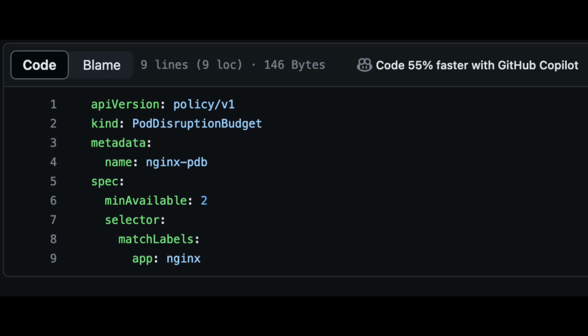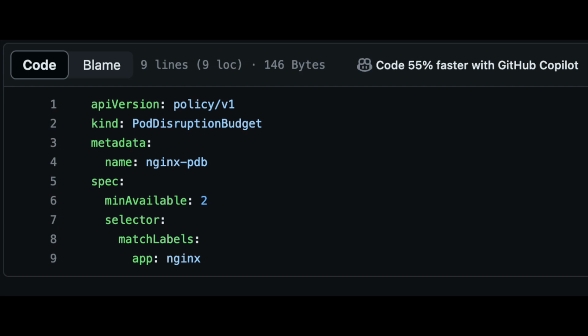So with the PDB in place, Kubernetes will consider the constraints specified, and when scaling down, upgrading, or performing maintenance activities, Kubernetes will ensure that at least 2 pods with the label app Nginx remain available. If terminating pods would violate the constraints, Kubernetes will delay or halt the action. What does this do?